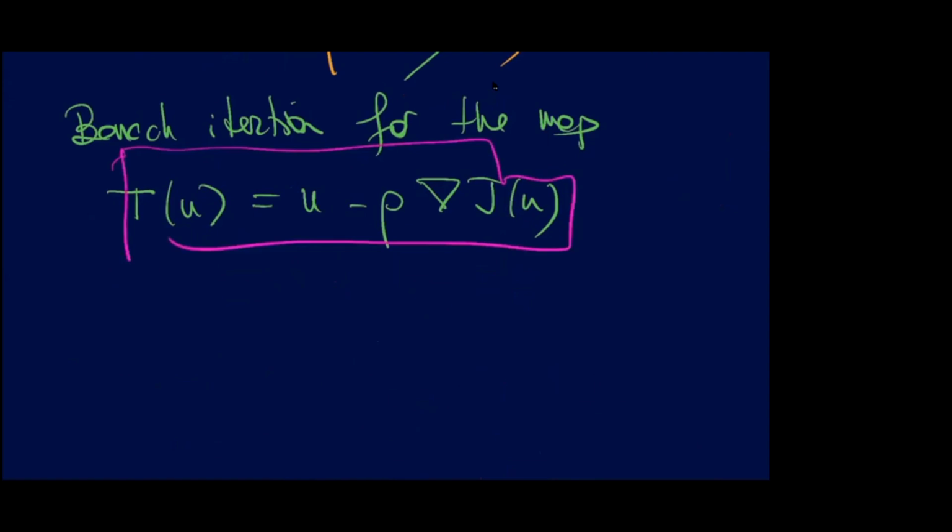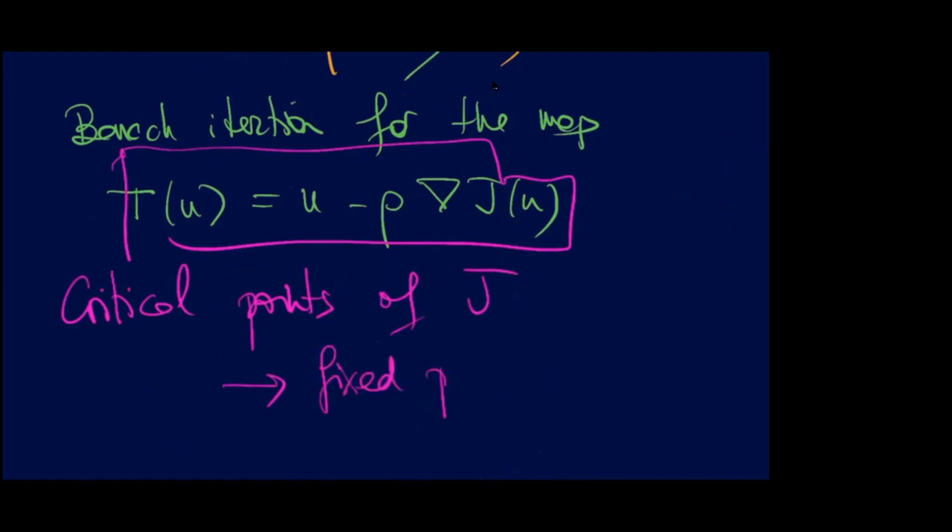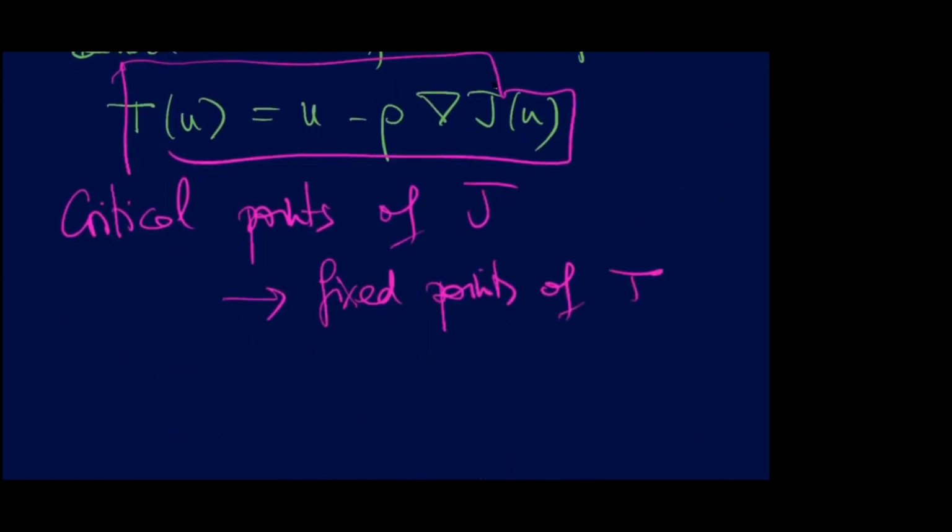That's very simple. I reduce the problem of finding critical points to the problem of finding fixed points, right? So I have taken the critical points of J, now become fixed points of T. Now, how do I build the fixed point of T? I say, well, if I need a fixed point of T, the only thing I need to check is that T is a contraction, right? So what does it mean, T to be a contraction?